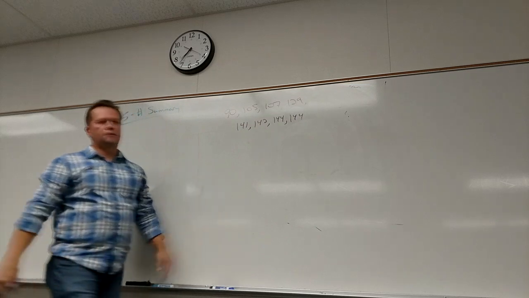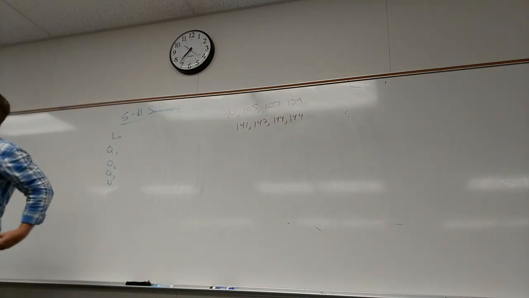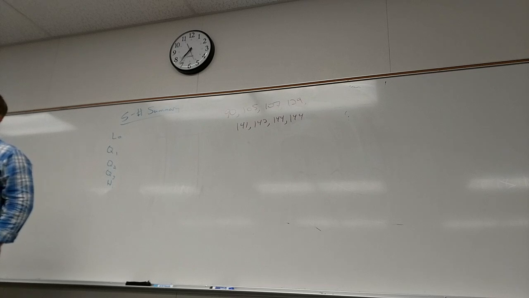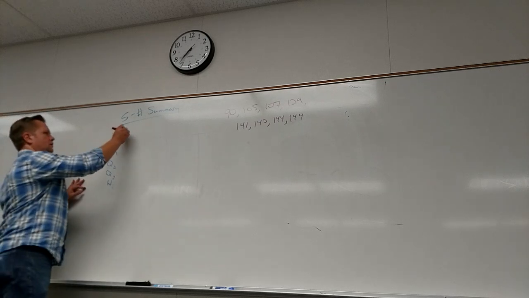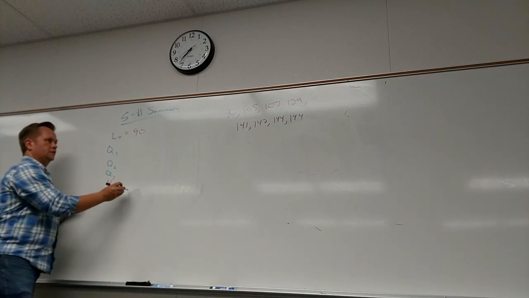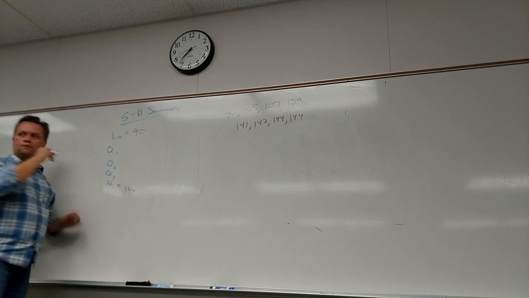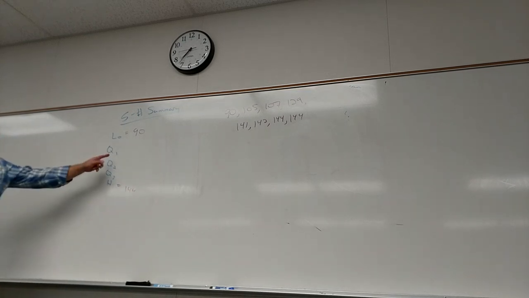All right, let's use that data. So 2 of these are really easy. What's the lowest one? 90. And what's the highest one? 144. Okay. How do you get Q1?